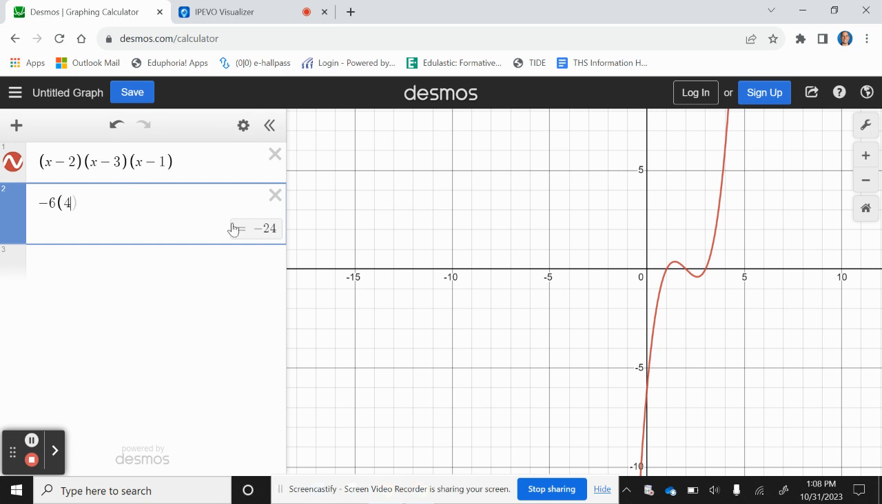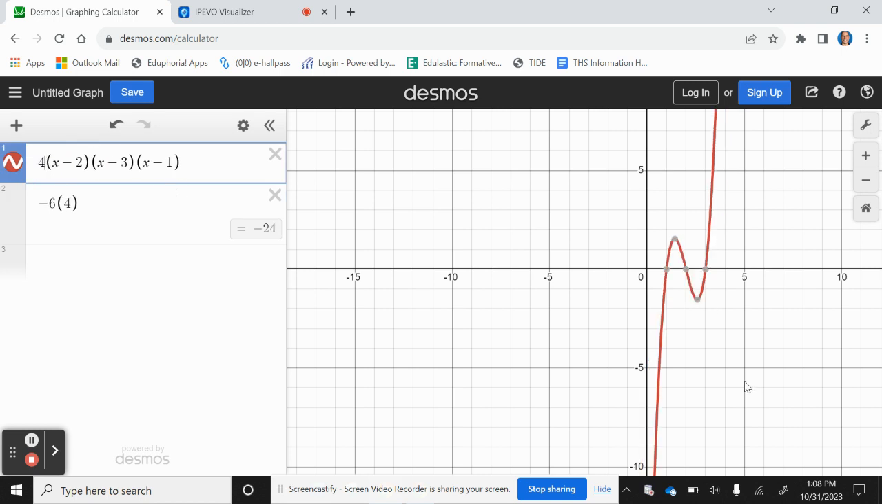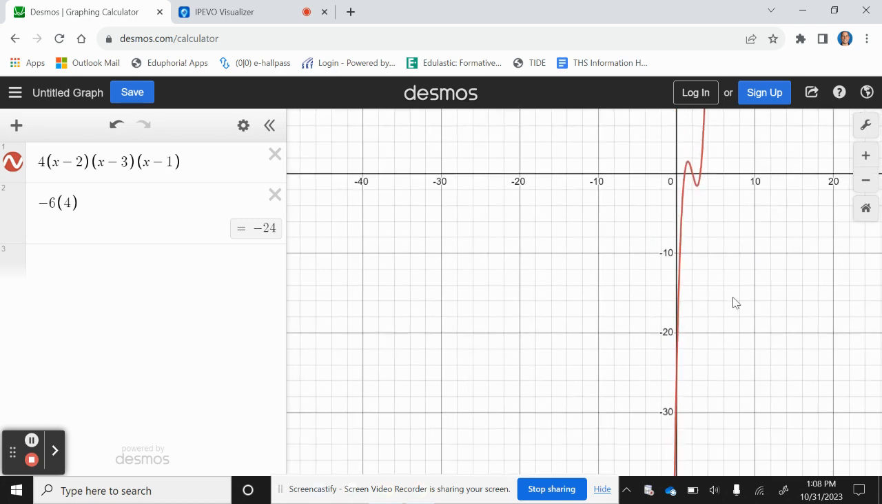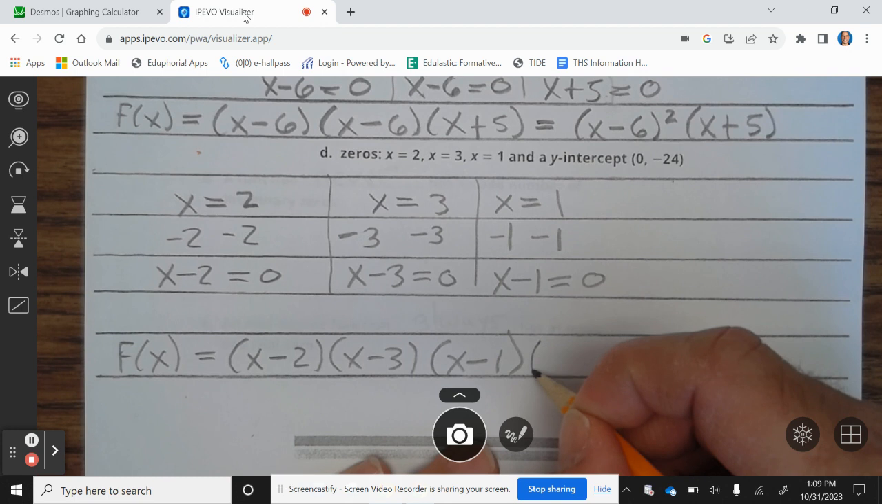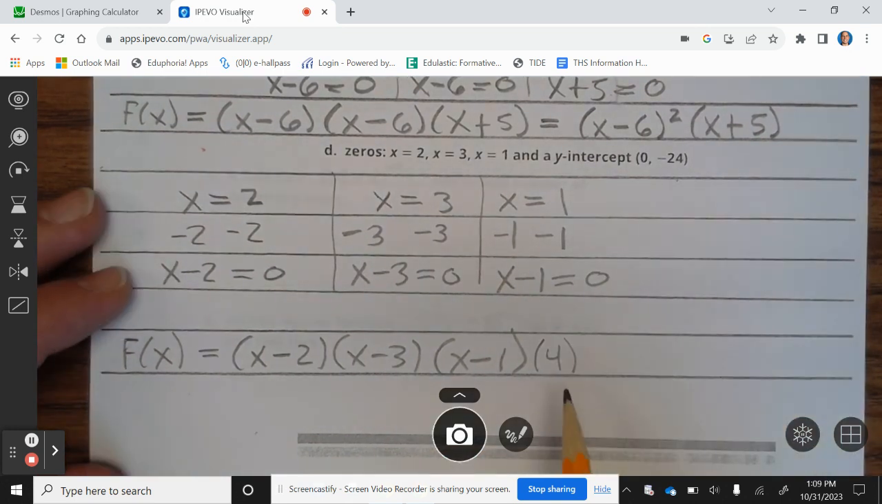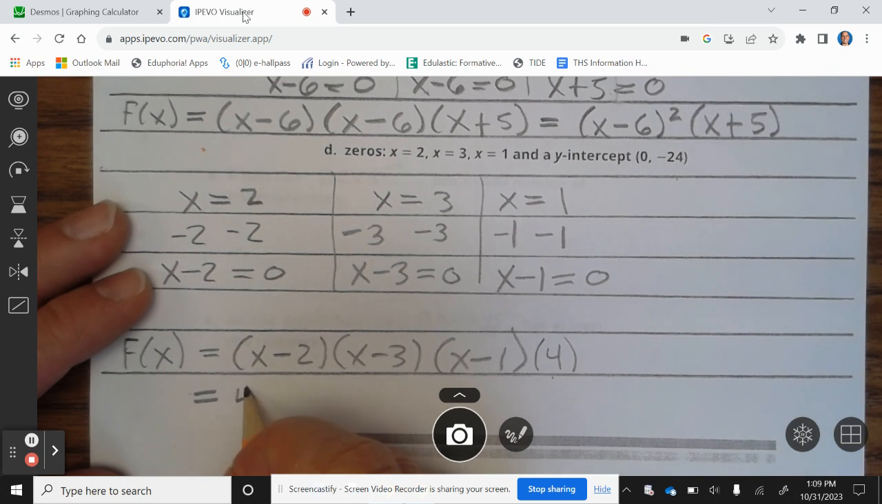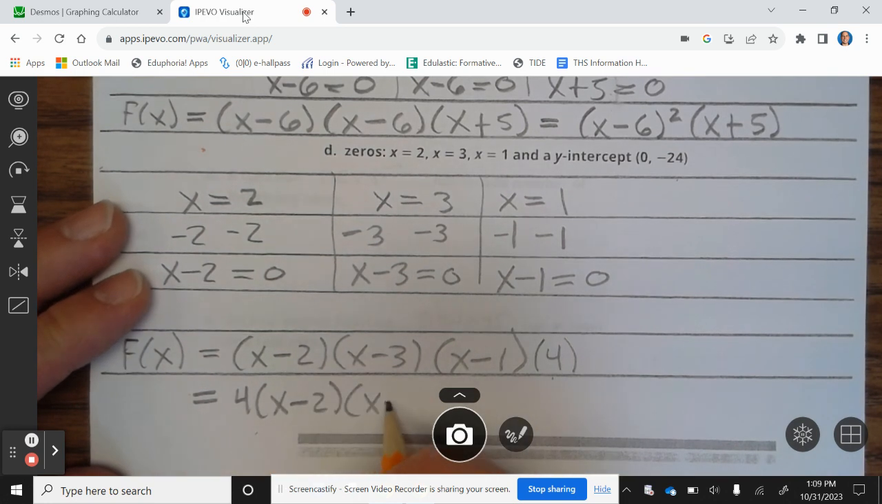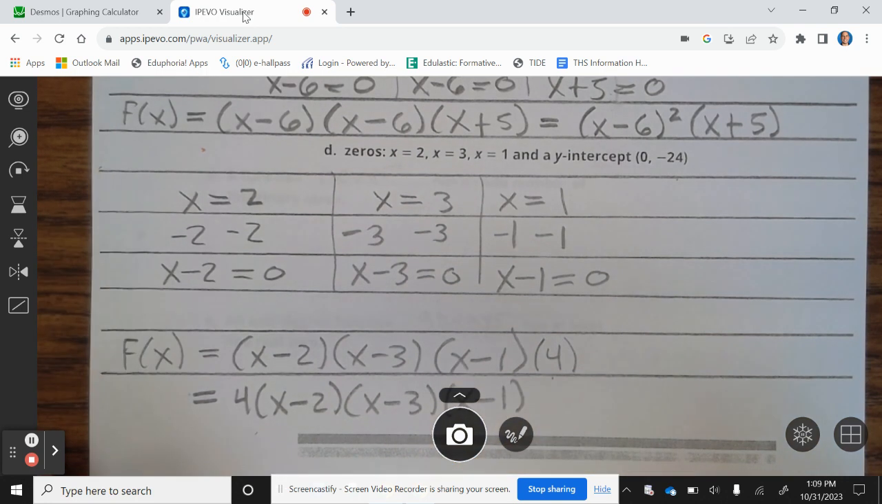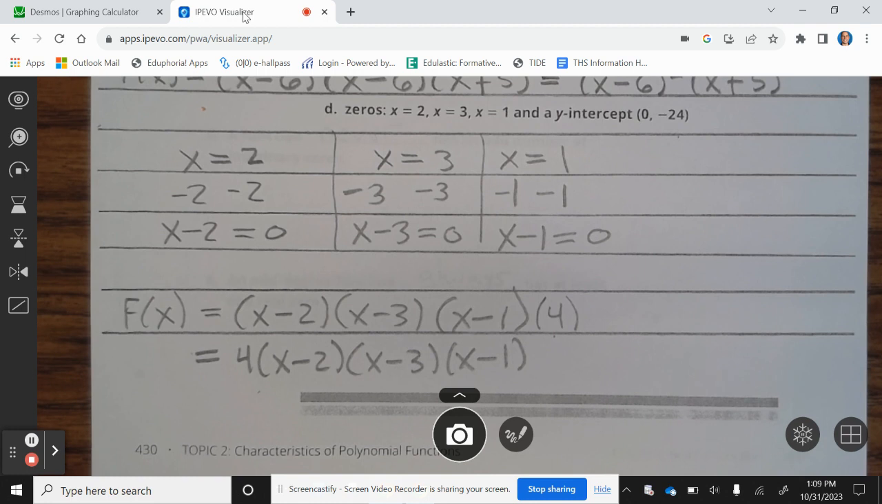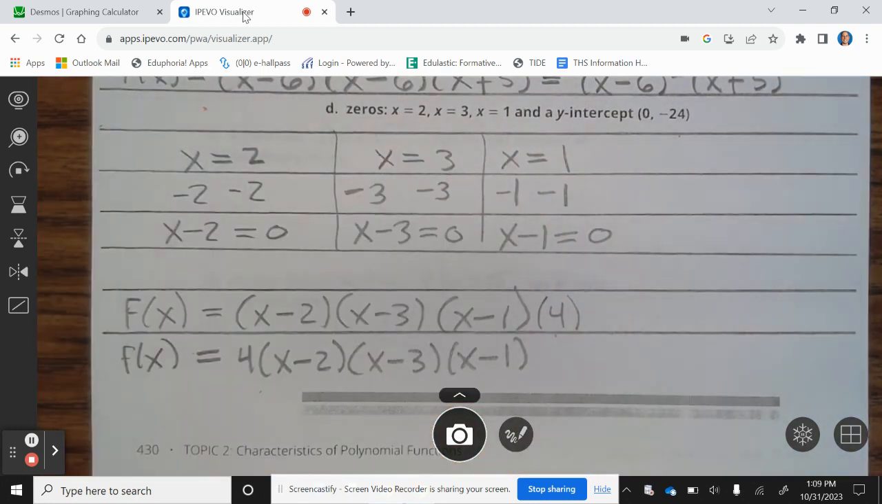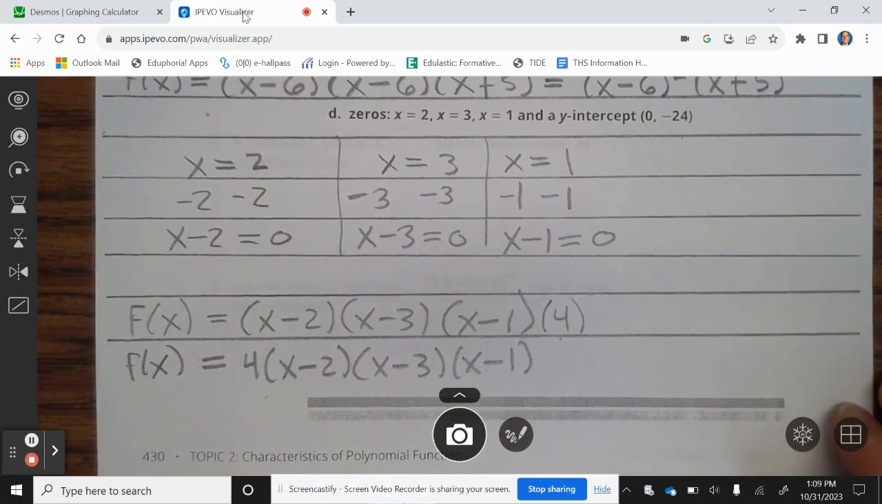So let's multiply this function by 4. And let's see what happens to the y-intercept. Ta-da, 0, negative 24. So technically we're multiplying by 4, but we're going to rewrite that with the 4 in front. So f of x equals 4, parentheses, x minus 2 times x minus 3 times x minus 1. All right, go ahead and finish up 5d. All right, let's take a look at the next page.